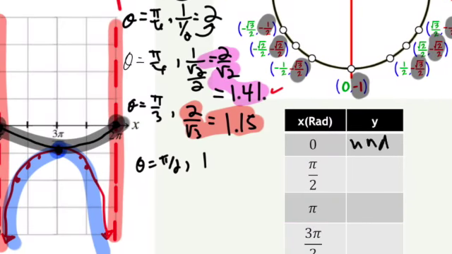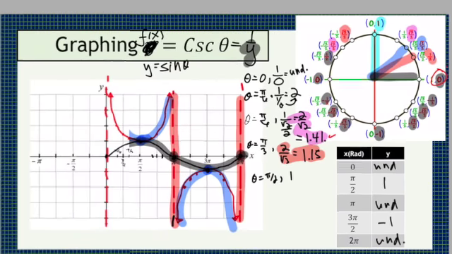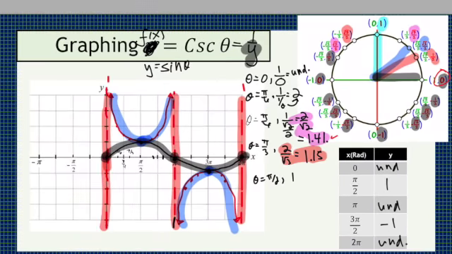You don't really need to know the table for this, but just because we did it for the other ones, we know this is undefined. At pi over 2 it's 1. At pi it's undefined. Then we get -1, and then we get undefined. So you can memorize that table if you would like as well. Let's go ahead and practice this a little bit more, and then we'll move on to the next one.